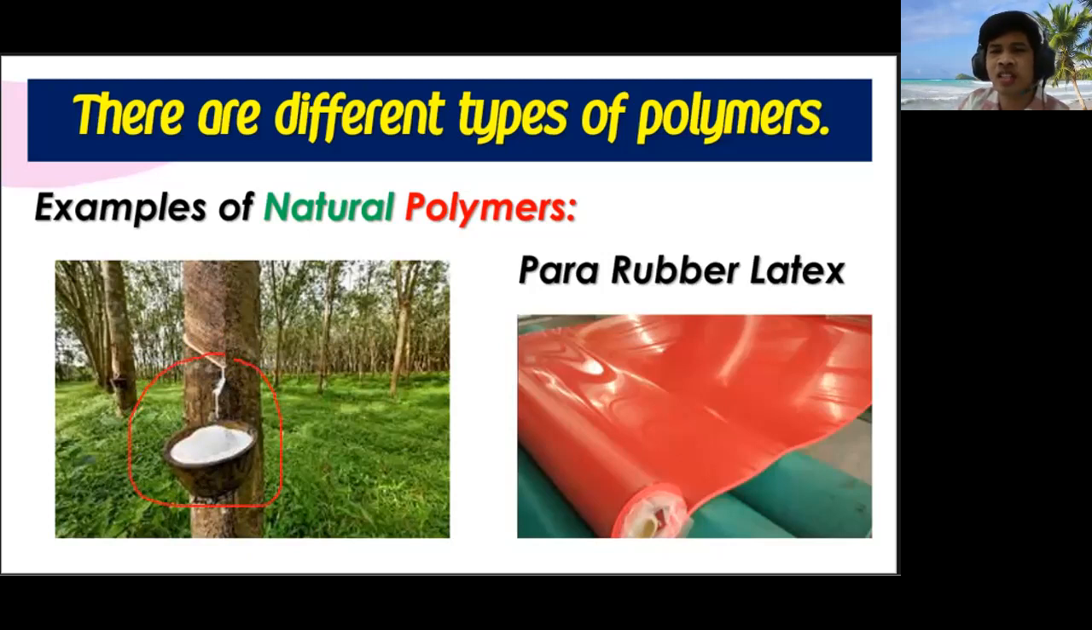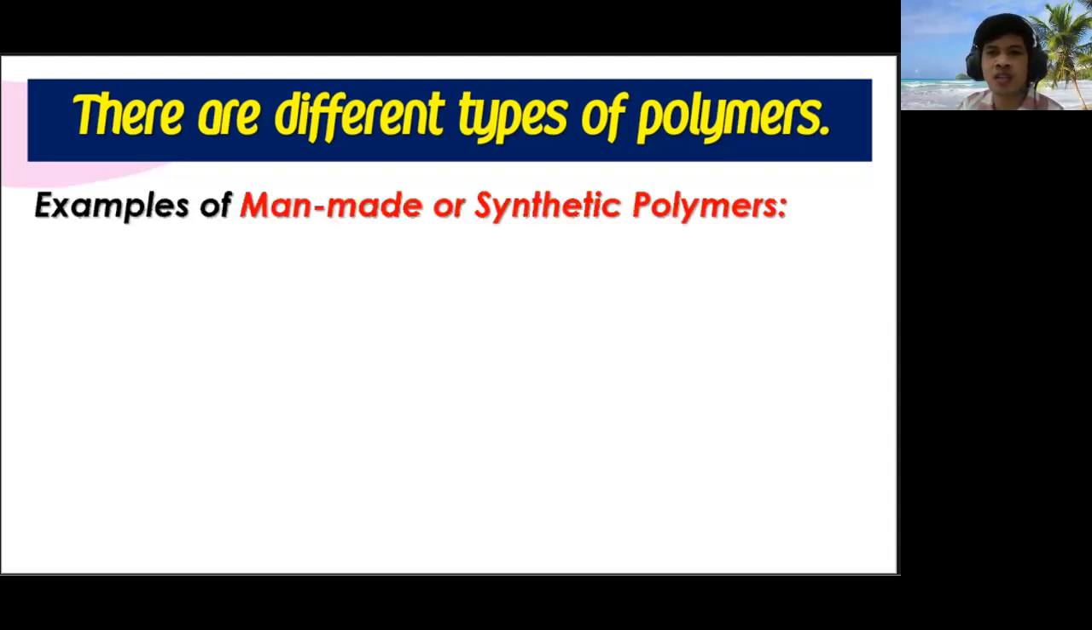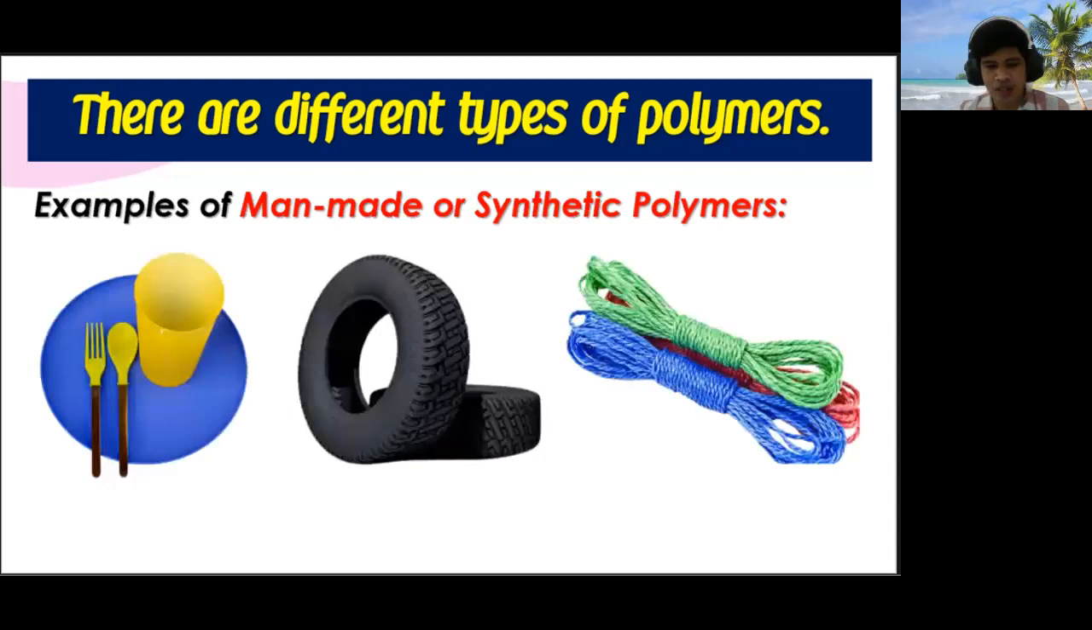Okay, now I think there are still more natural polymers, but this is just common. There is a lot of this on the internet if you want to look for the names of them. Another one, aside from natural polymer, we also have synthetic or man-made polymer. How about this? Do you know what they are made from?